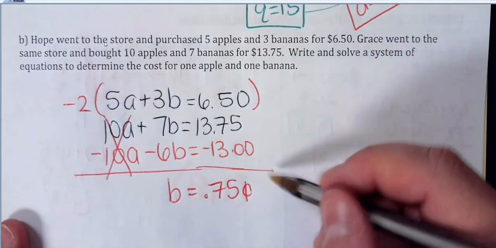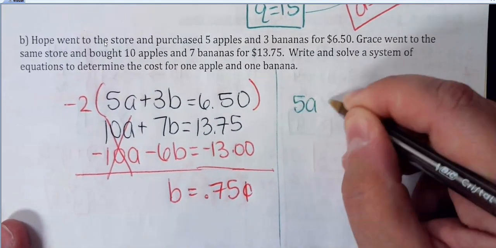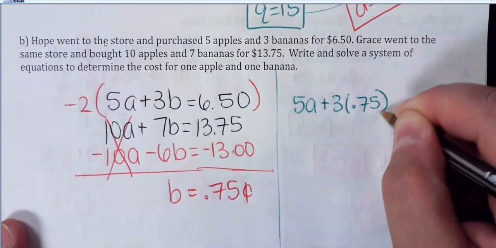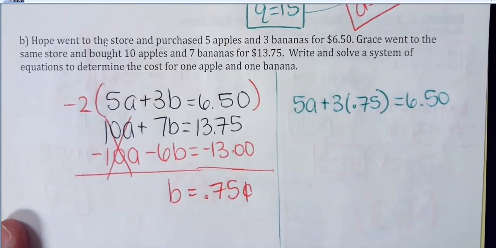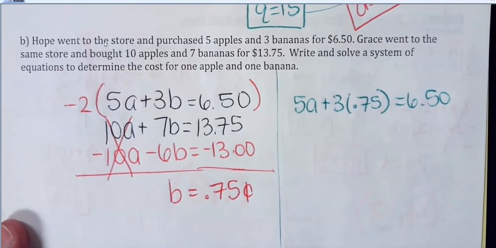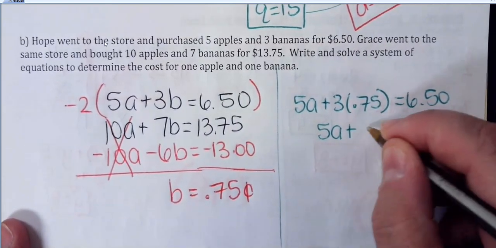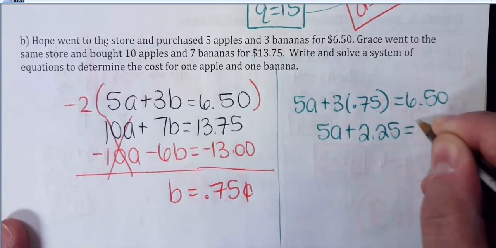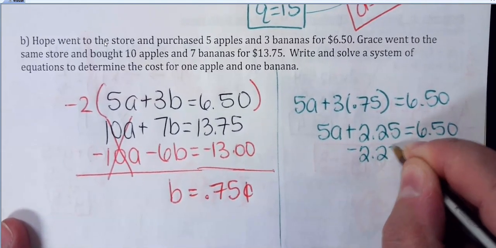Okay, now up to you. I'm just going to plug it back into the very first one. So 5 times my price of apples plus now 3 bananas, but I know they're 75 cents a piece. That was $6.50. I'm just putting it into that very first equation right there. So let me figure out what this is. All right, I got 5a. If you take 3 times 75 cents, it's going to be $2.25. I'm going to subtract that $2.25 to the other side.